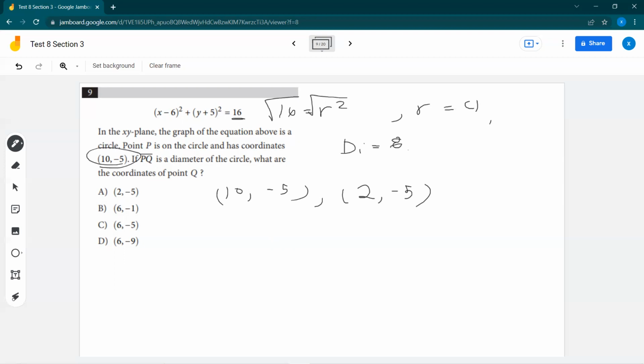We'll think about the diameter. This point is on the circle. Okay, so 10 comma negative 5 and 2 comma negative 5, right? The point is on the circle, we have to find the diameter. So we look at the distance here. The distance here actually comes out to 8, right? So in this case, A is the answer because the distance comes out to 8. So we don't have to look through any of the other answers. Knowing that diameter has to be 8, distance is 8, that satisfies it. So we can move on to the next question.